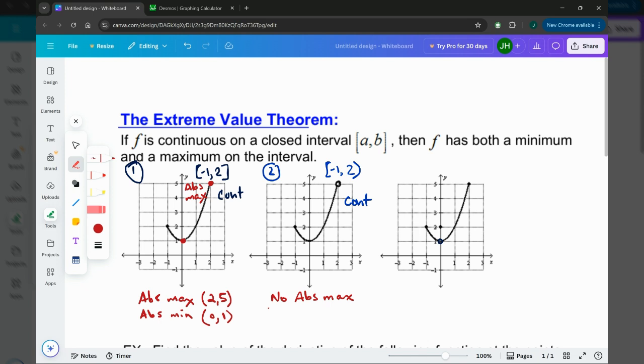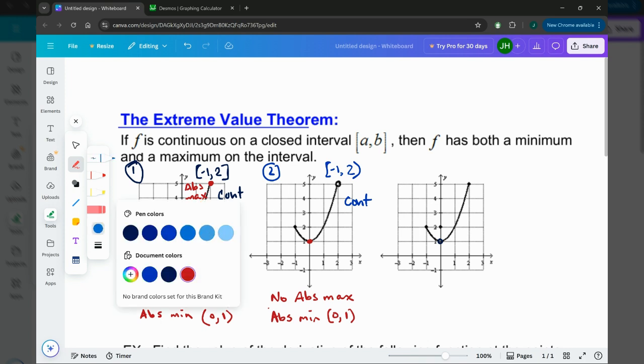Now, here's the thing. Maybe it does, maybe it doesn't. The extreme value theorem only says if it is continuous and it is closed, you are going to have a max and min. If it is not continuous or it is not closed, well, you may have an absolute max, you may not. You may have an absolute min, you may not. This one didn't have an absolute maximum, but it certainly has an absolute minimum. The absolute minimum value is 1, and it's located at x equals 0.